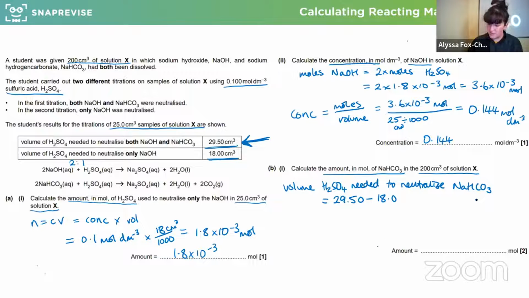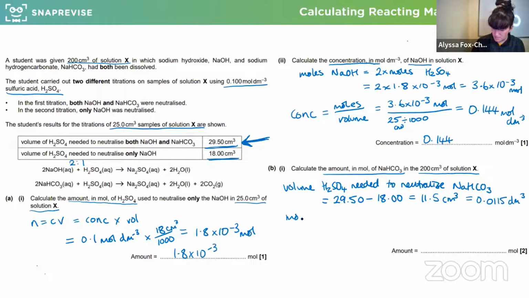Now I've got a volume. Let's just quickly convert it to decimeters cubed, because I know I'm going to need to use decimeters cubed, because all of my concentrations are in decimeters cubed. So divide by 1,000 gives me 0.0115 decimeters cubed. Now, how can I use that to work out my amount of sodium hydrogen carbonate? Well, I've got a volume of sulfuric acid. I can work out my moles of sulfuric acid because I know my concentration of sulfuric acid and I've got a volume, so I can work out moles.